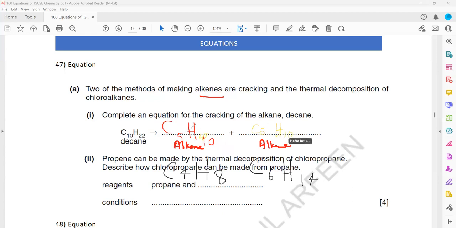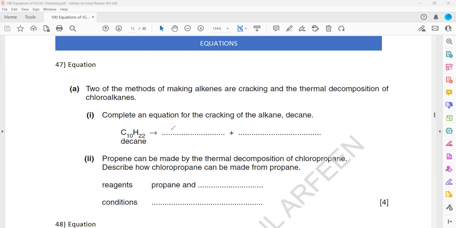If it is an alkene, the number of hydrogens should be twice the number of carbons. If it is an alkane, it will be twice plus 2. So for example, if I write C3, then I'm making an alkene, so hydrogen should be twice, H6. Then the other one will be an alkane. Out of 10 carbons, I used 3, so 7 are left. Out of 22 hydrogens, I have used 6, so I'm left with 16. So C7H16 and C3H6.